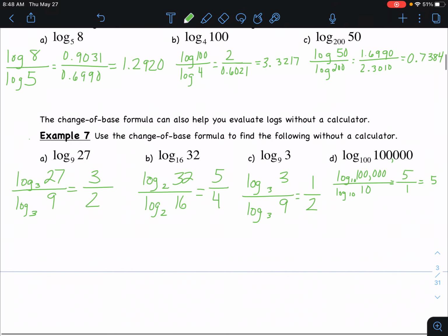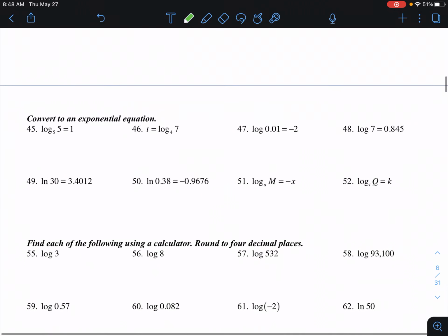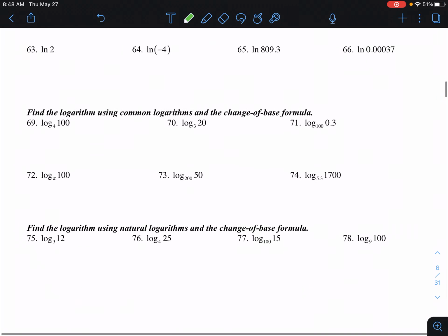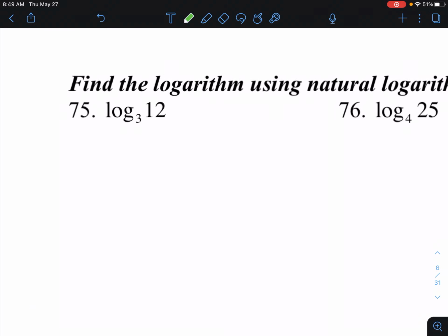And that's it. If you scroll down, you're now prepared to do numbers 69 through 78. In 69 through 74, you're just going to use common logs and the change of base formula. Use a calculator for that section. And then 75 through 78 says find the logarithm using natural logs and change of base formula. So I'm going to show you how to do 75 here.